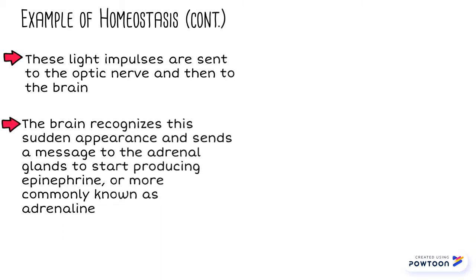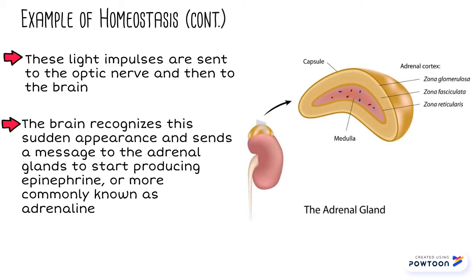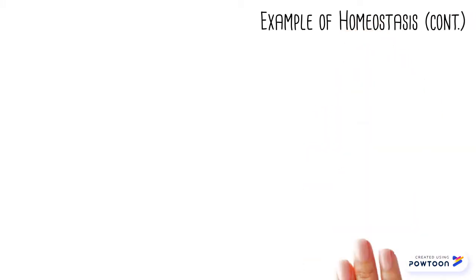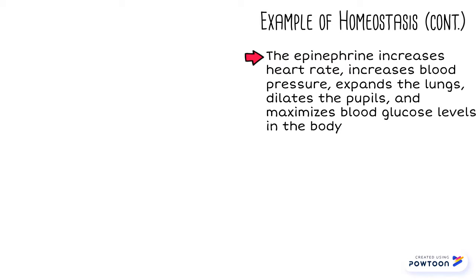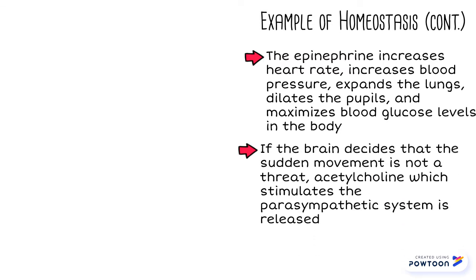The brain recognizes this sudden appearance in your visual field and sends a message to the adrenal glands to start producing epinephrine, more commonly known as adrenaline. The epinephrine increases heart rate, increases blood pressure, expands the lungs, dilates the pupils, and maximizes blood glucose levels in the body. If the brain decides that the sudden movement is not a threat, acetylcholine, which stimulates the parasympathetic system, is released.